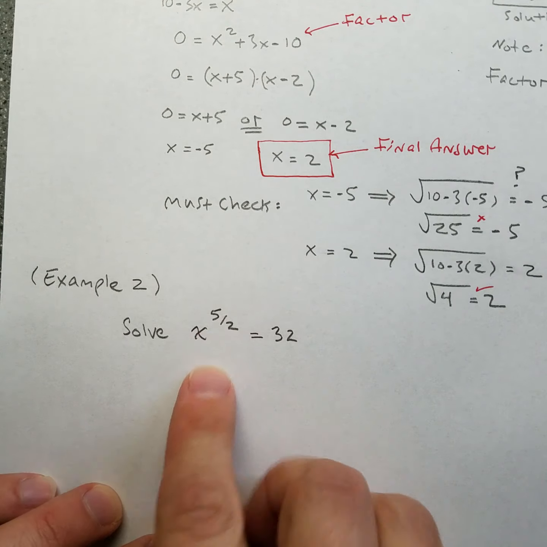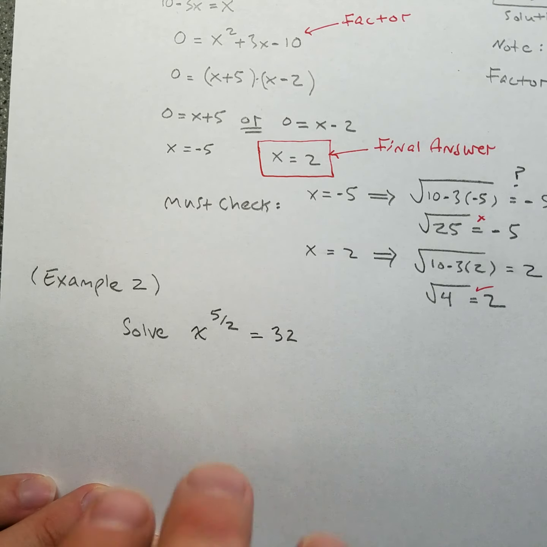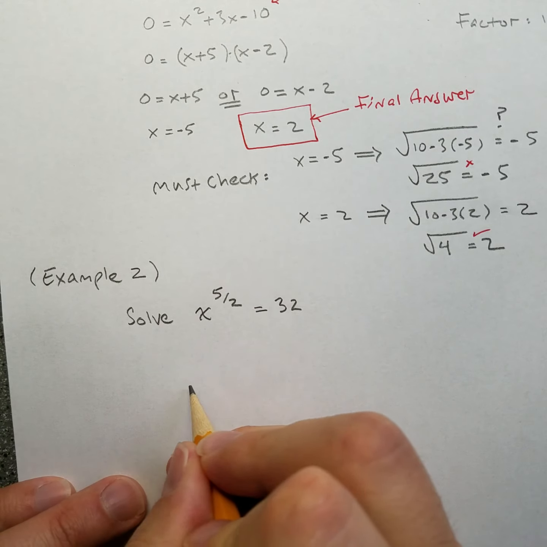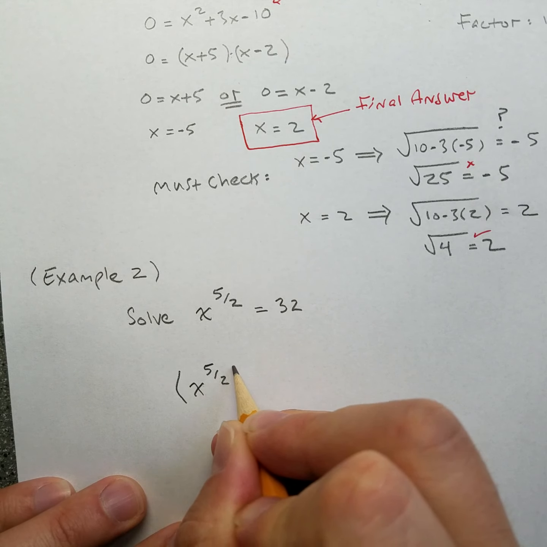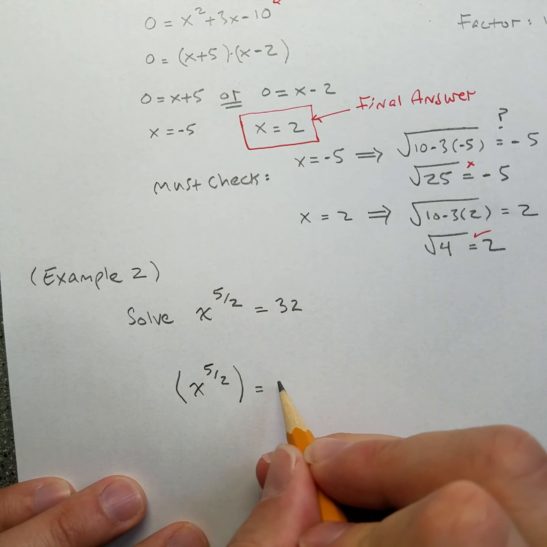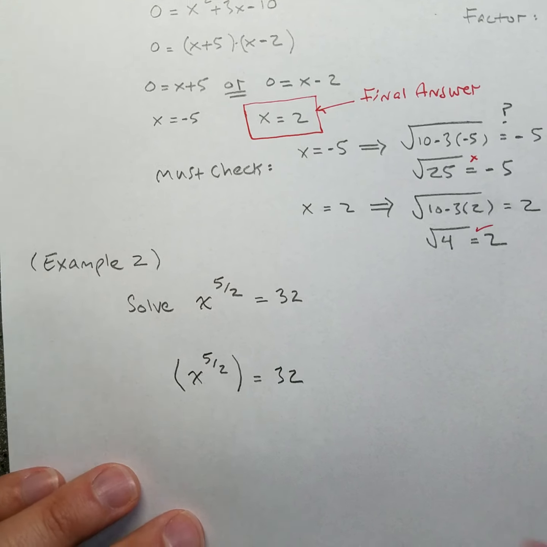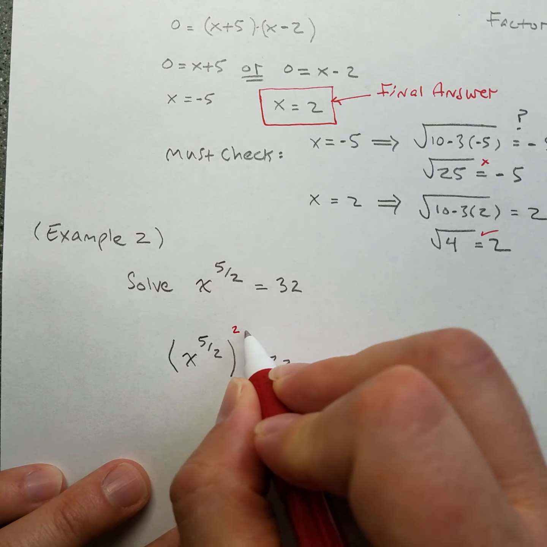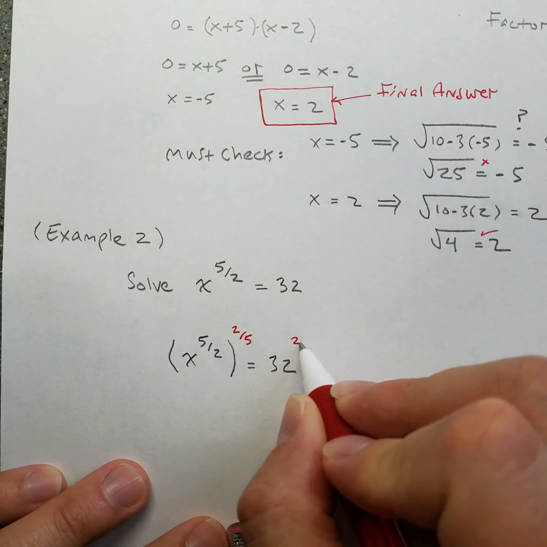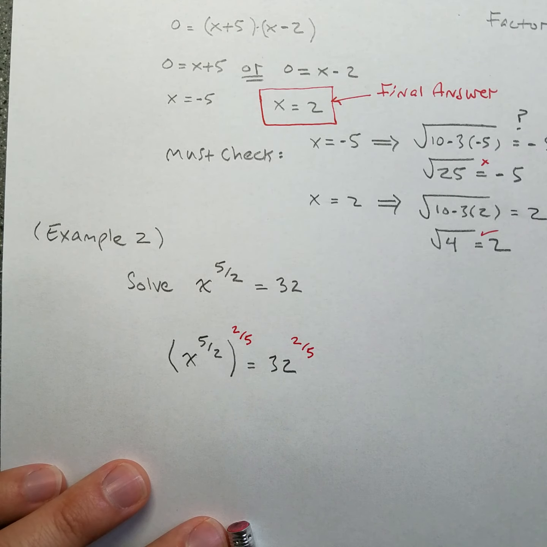And here, in order to get this down to where I have an obvious answer, I have to do something with the 5 over 2. I have to address the 5 over 2, okay? So here's what we do. First, I'll tell you what we do in this case, and then I'll tell you the reason for it. I will raise both sides of this equation to the 2/5 power. Okay?